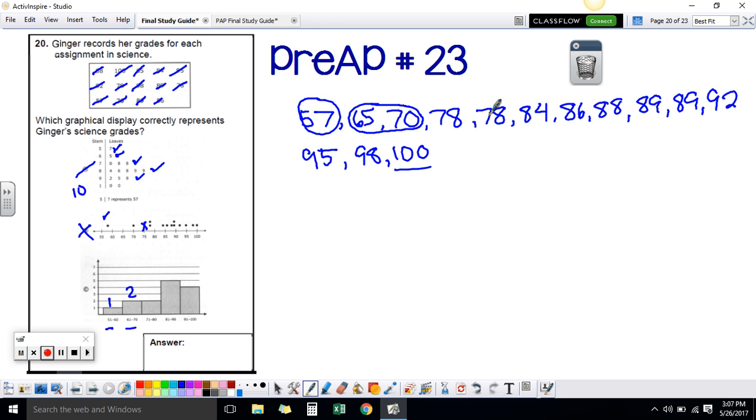And then 71 through 80 is another 2, correct. 81 to 90 is 5. So 1, 2, 3, 4, 5. Yep, there they are. They fall within that interval. There's 5 of them. And then between 91 and 100, it says there's 4 of them. 1, 2, 3, 4. And C is our best graphical display of Ginger's science grades.